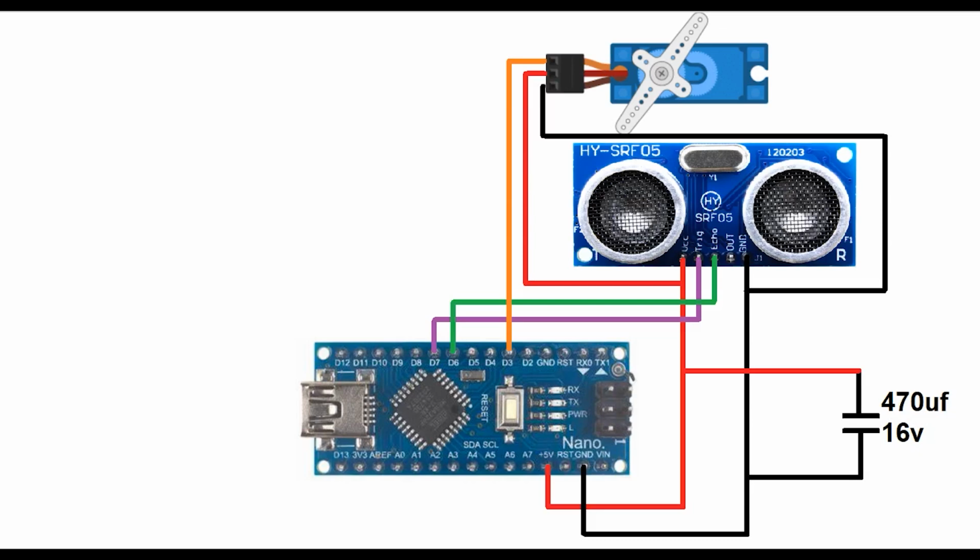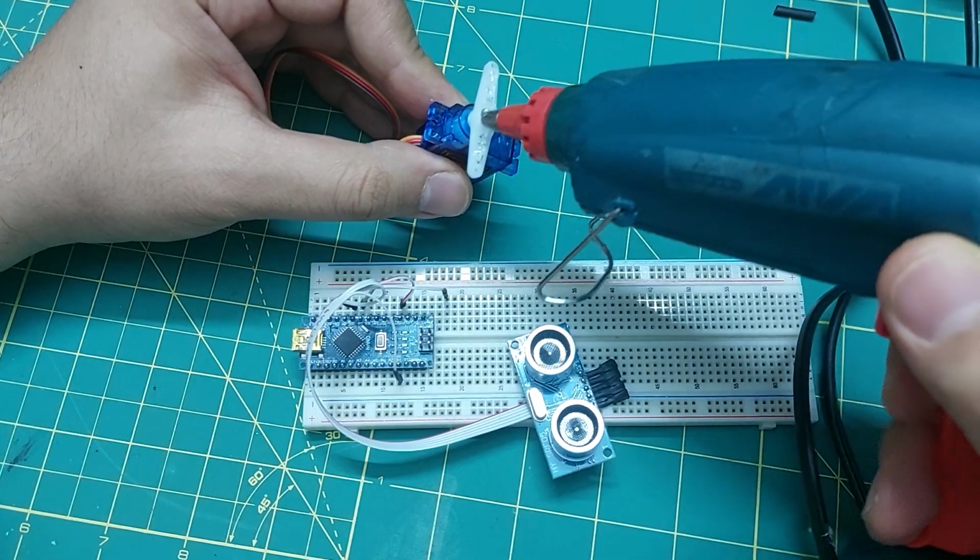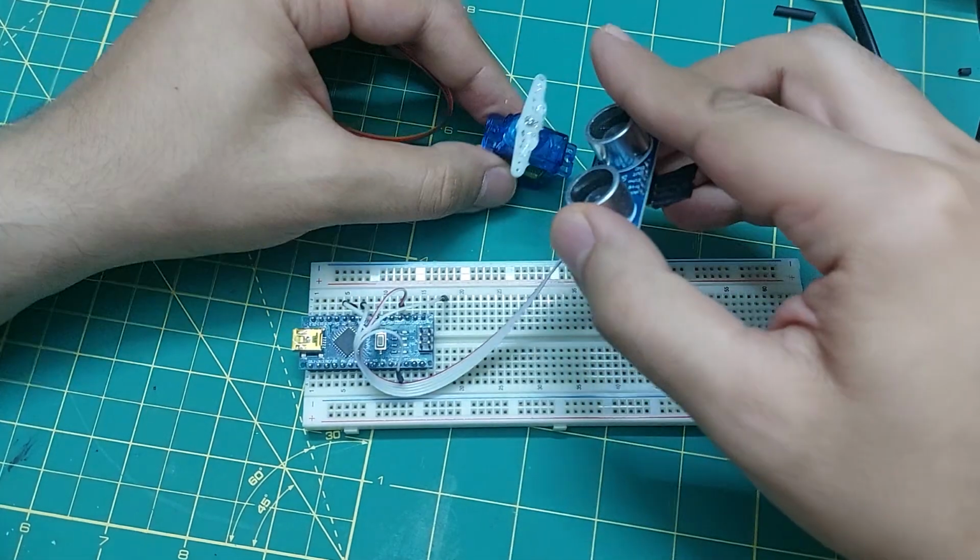Let's go back to the circuit diagram. We also connect the servo motor to the 5 volts supply and its signal line to pin number 3 of the Arduino. Now all you need to do is attach the SRF05 sensor to the servo motor with the help of hot glue.